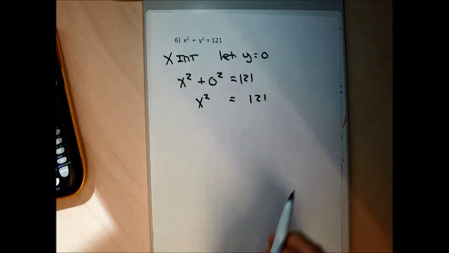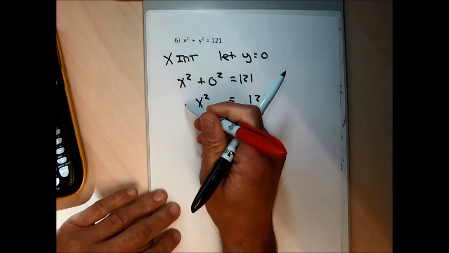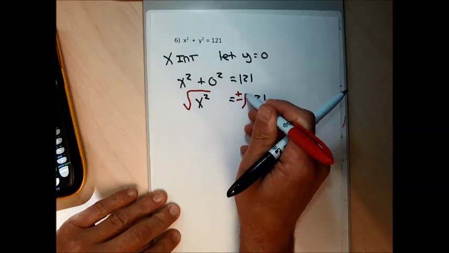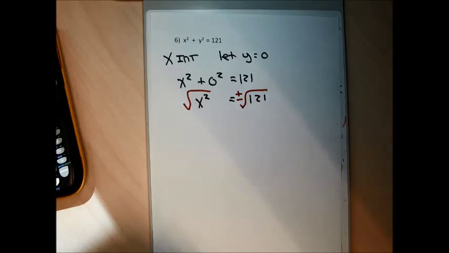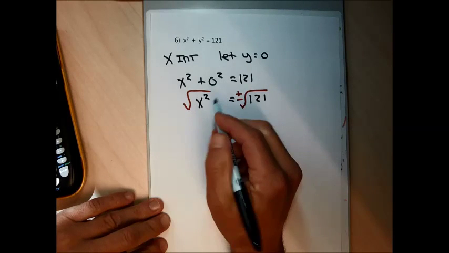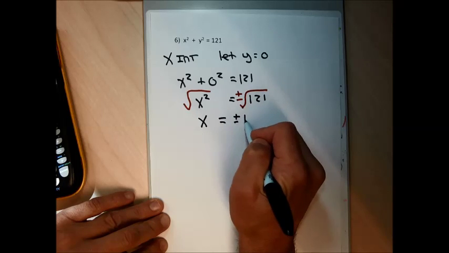Just like before when I had a problem that's set up like this, I can solve by factoring or I can solve by square rooting. If I solve by square rooting, which is the easier way, I have to make sure to put a plus or minus around the side without the x. Square rooting the x squared on the left side gives me x. Square rooting the 121 on the right side gives me 11.